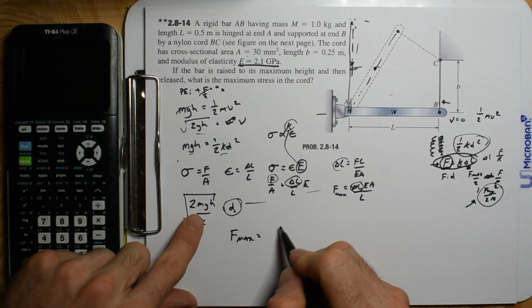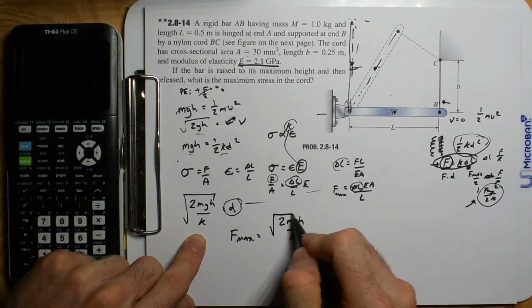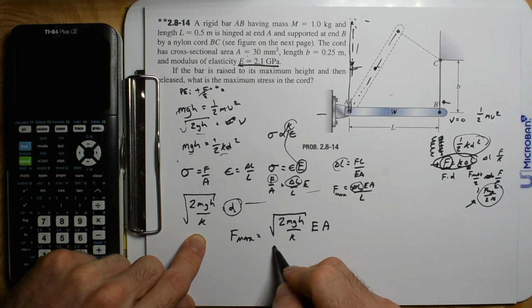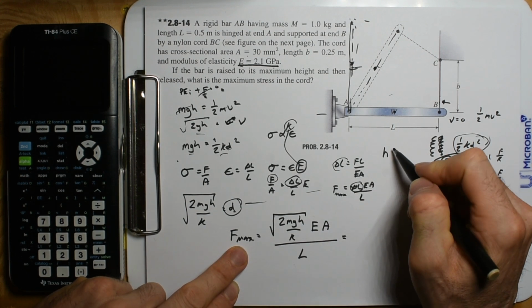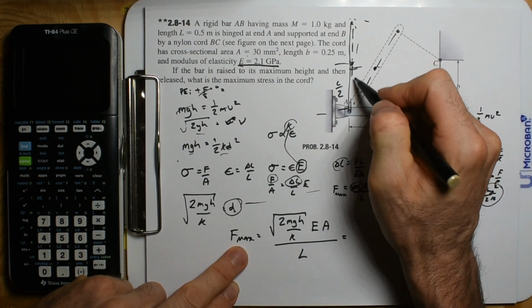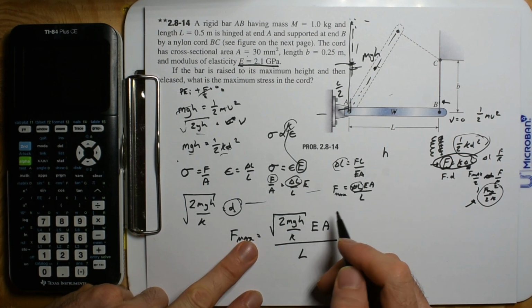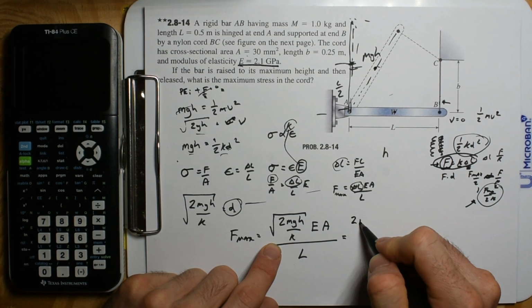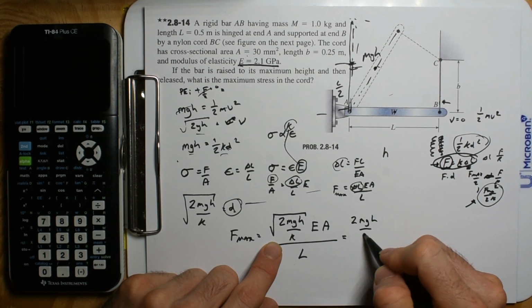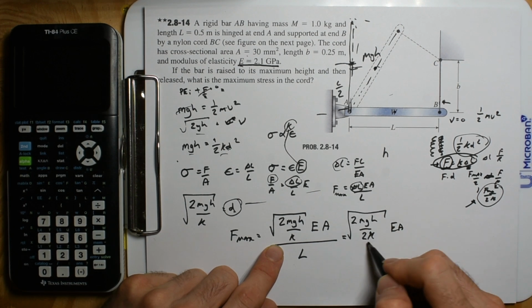So we're going to have the square root of 2mgh divided by K, all times the square root of EA divided by L. Cool. And is that literally going to give us the max force? Yes, positively. And what was H? H was this height, which was L divided by 2. Remember mgh? Well, H is L over 2. So we go 2mg times L over 2, and the 2s cancel. And then the square root of that, times EA divided by L.